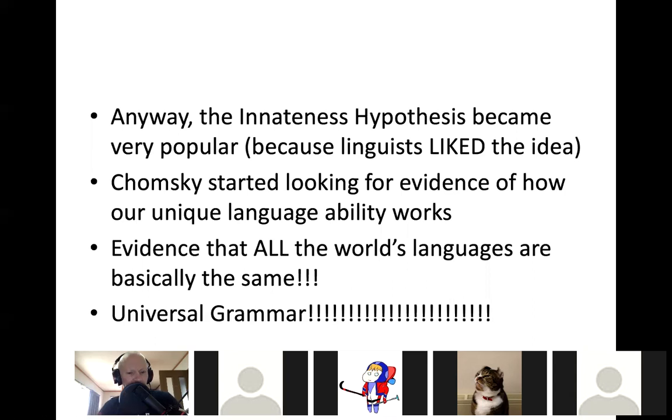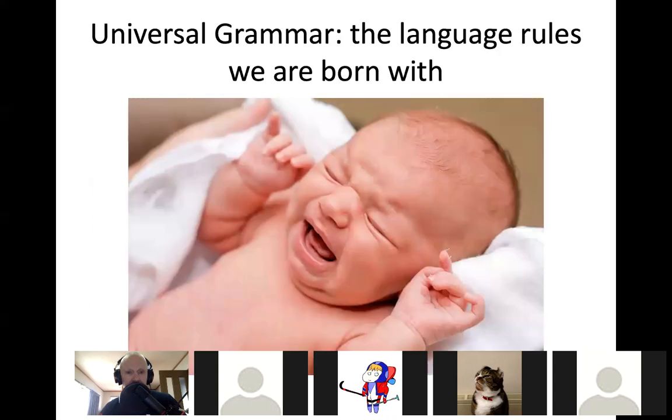So the question then is, what kind of rules would be universal grammar? Good question. Anyway, universal grammar is the language rules we're born with. That's the idea. It's the hypothesis, right? Do you believe it? I don't know. You can if you want. It's up to you, right? But that's the idea of universal grammar. That's what it is. The language rules we are born with.